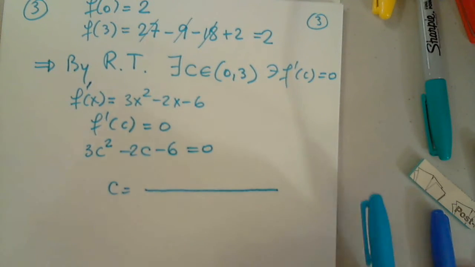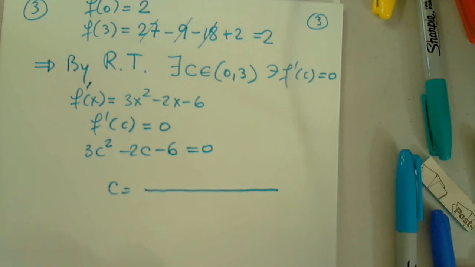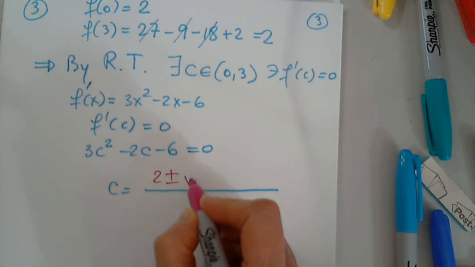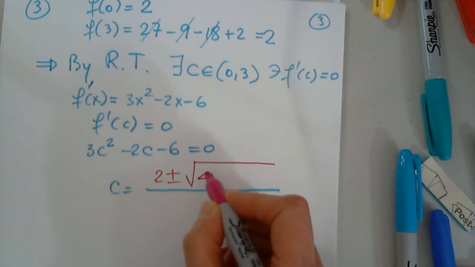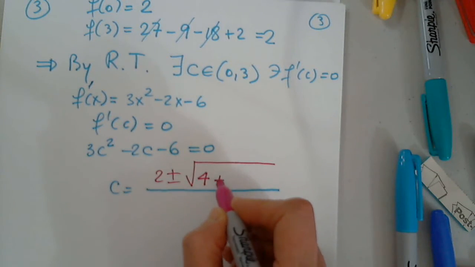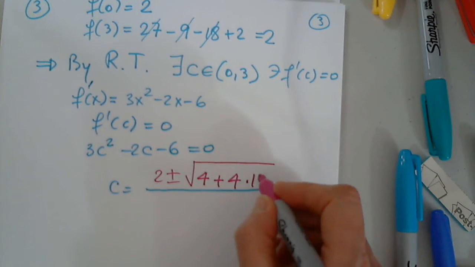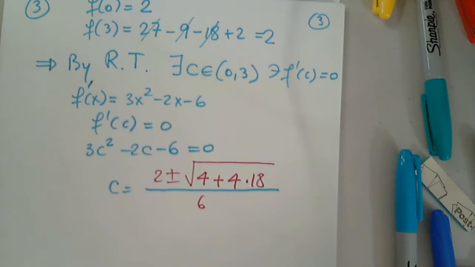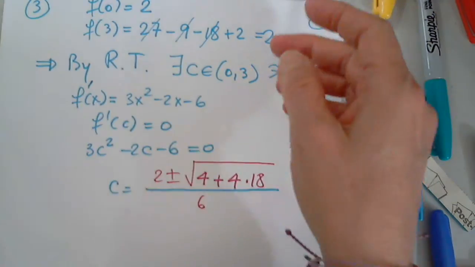Can anyone guide us through the quadratic formula? Minus b, but b is negative, so plus, square root of b squared minus 4ac, over 2a.